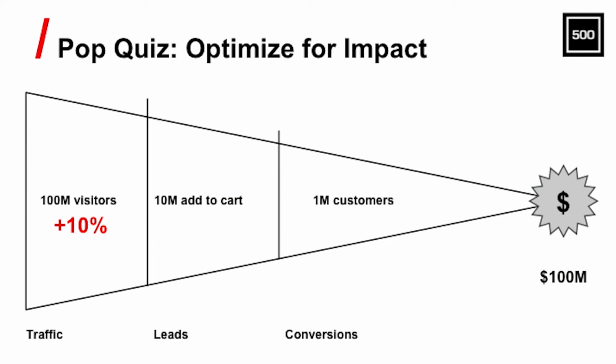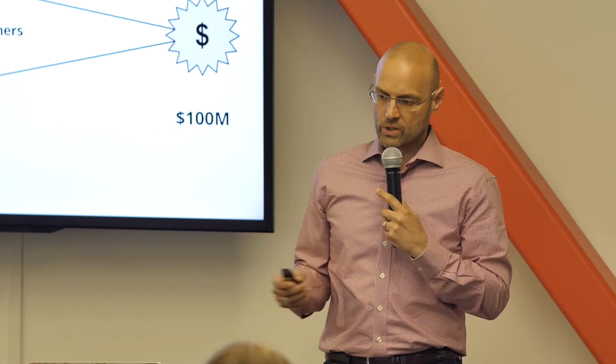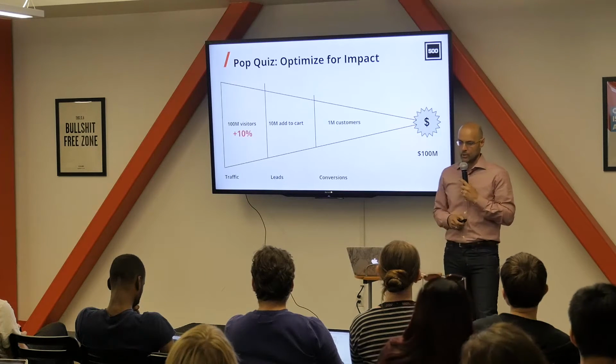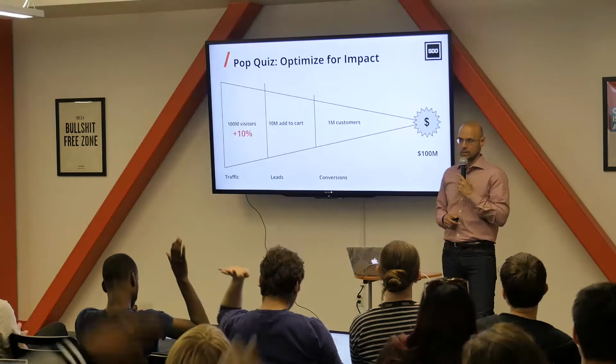Okay, little pop quiz. If you want to optimize for impact, let's say you have this hypothetical business here. This is your funnel. You have a business where you're selling widgets for $100 a pop. Let's say at the top of your funnel you have 100 million visitors. 10 million of those add your widget to the cart. 1 million of those actually succeed in checking out and completing the purchase. So you're doing a not too shabby business of $100 million, right? That's not too bad. Who wants to have a $100 million business?